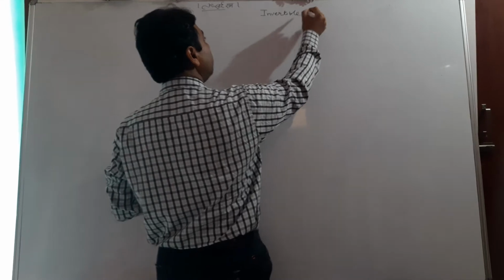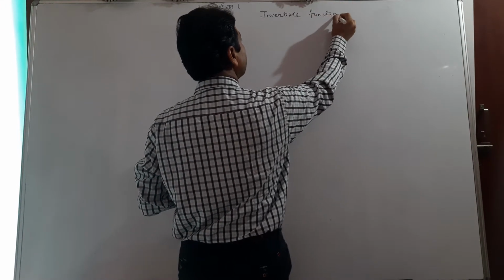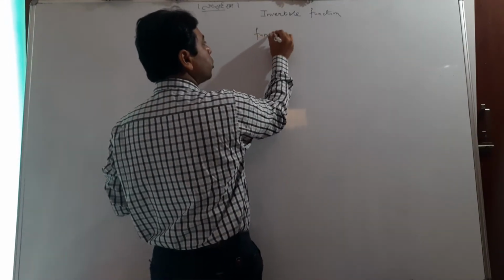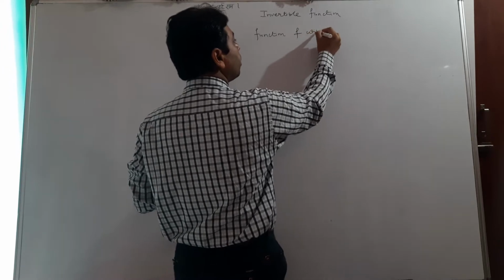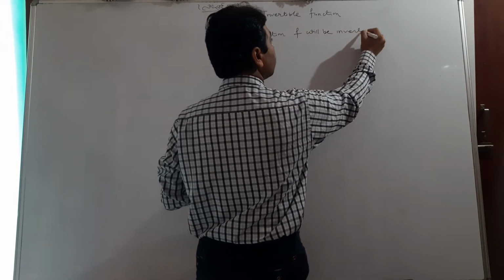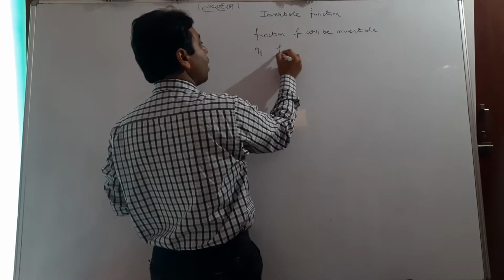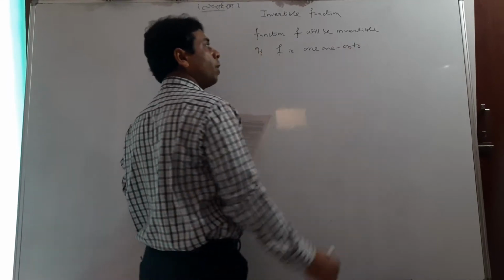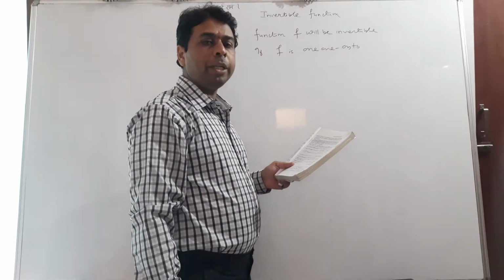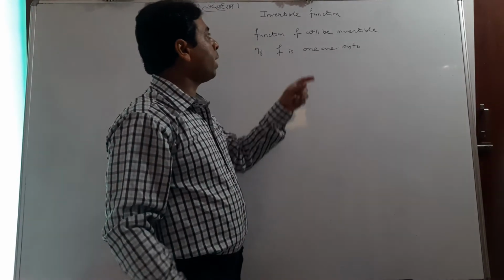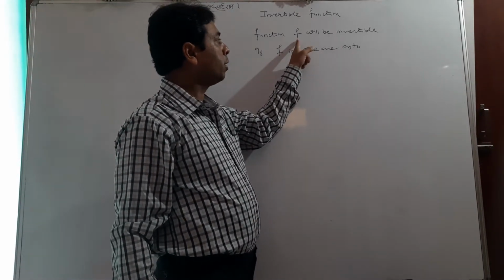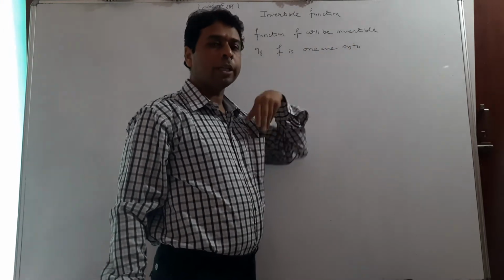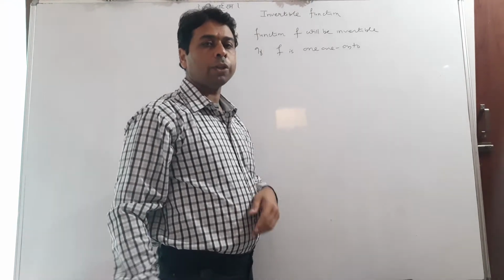In the last class, we read about invertible functions, and I taught you that any function f will be invertible if f is one-one and onto. It means that whenever you have to find the inverse of any function, first of all you have to prove it is one-one and onto. When it is one-one and onto, then the inverse of the function can easily be found.